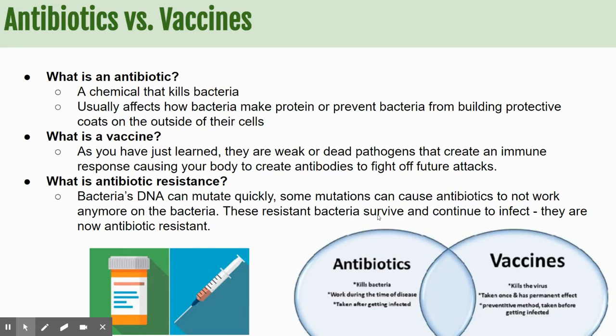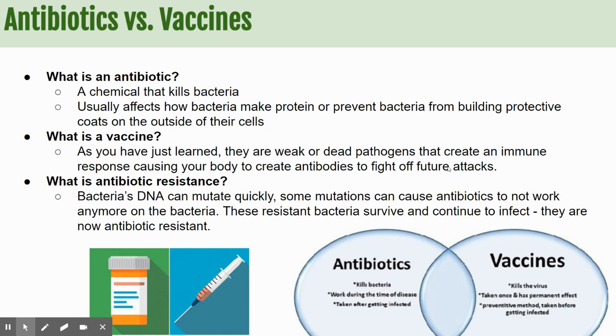Okay, sometimes these can get confusing, confusion between the two, so make sure you don't mix them up. What is an antibiotic? An antibiotic is a chemical that kills bacteria. So usually you take it by pill if you've got a bacterial infection. It usually affects how bacteria make proteins or prevents them from building their protective coat on the outside of their cells. So it only works on bacteria, and you ingest it. What is a vaccine? Well, as you've just learned, a vaccine is like a weak or dead pathogen that you inject into your body to trick your body into making an immune response so that you have antibodies to fight off future attacks.